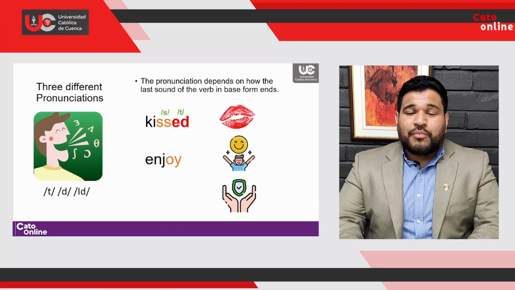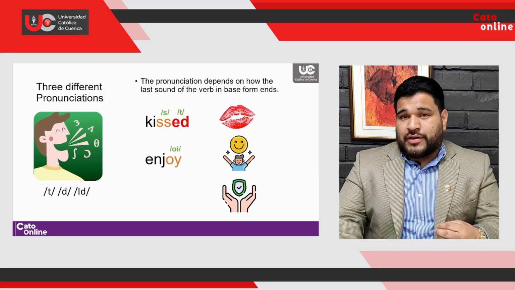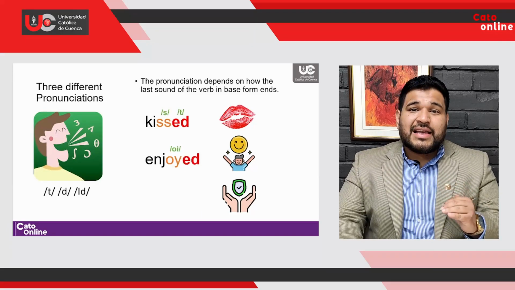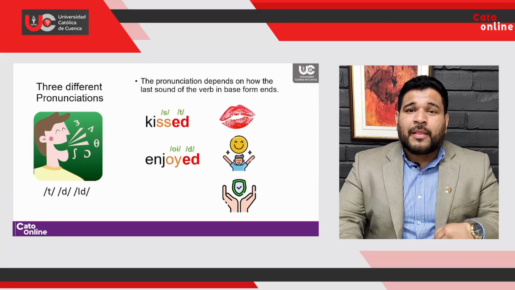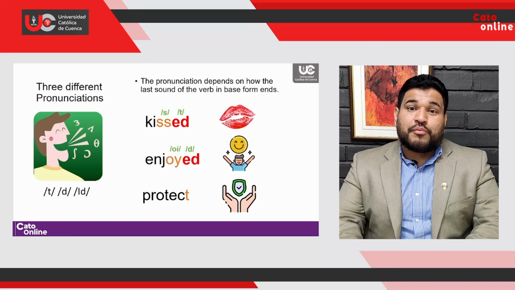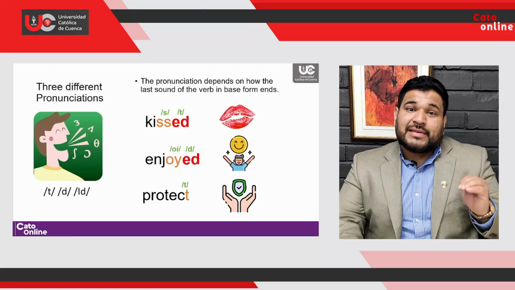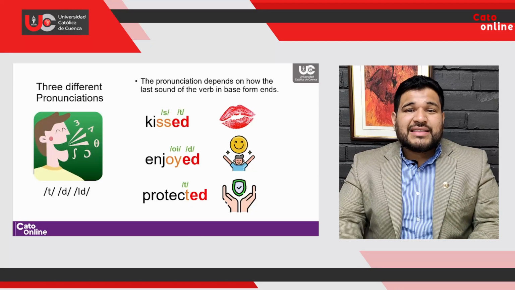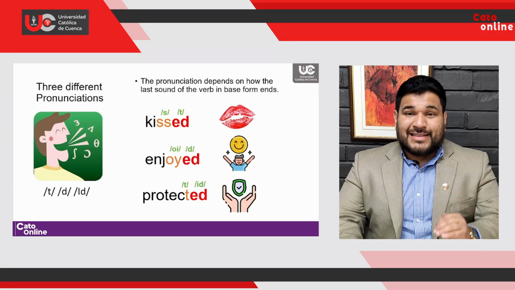Okay? In this example, the verb is enjoy. As you notice, the last sound of the verb is oy. Okay? So, in order to change it into the past, we can see that the pronunciation is enjoyed. Enjoyed. Okay? And the last one, we have the verb protect. As you notice, the pronunciation of the last sound is t. When turning it into the simple past, we can see the pronunciation id. So the word will be protected.